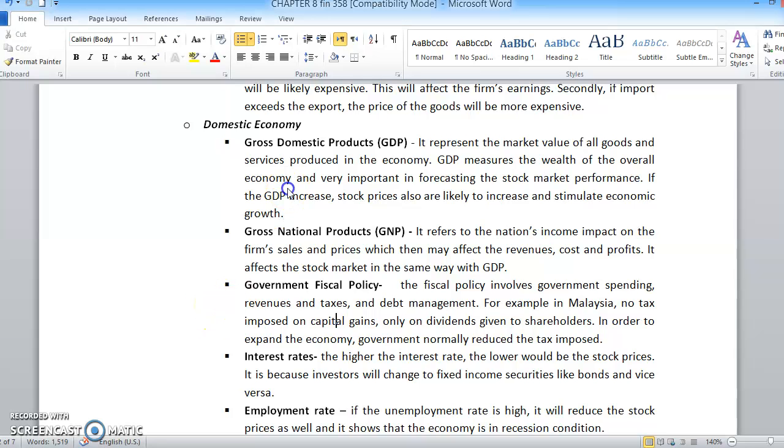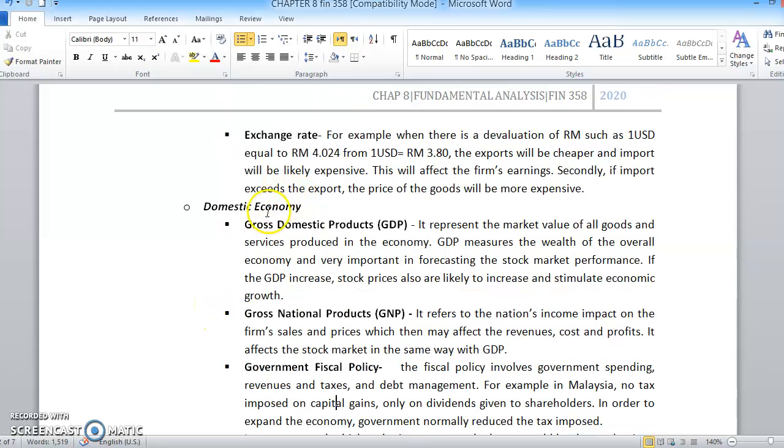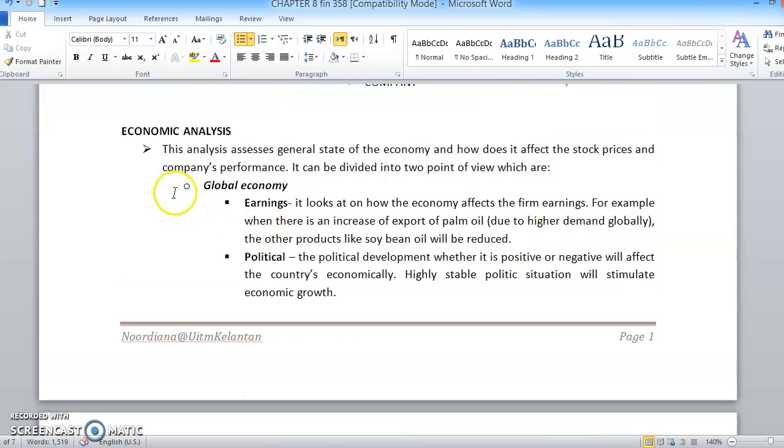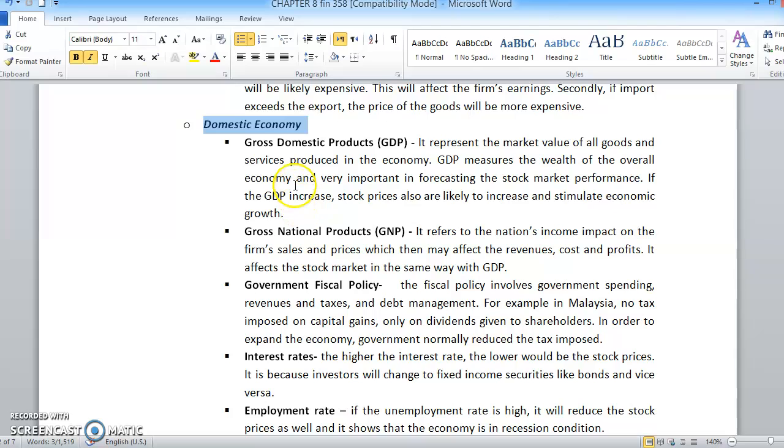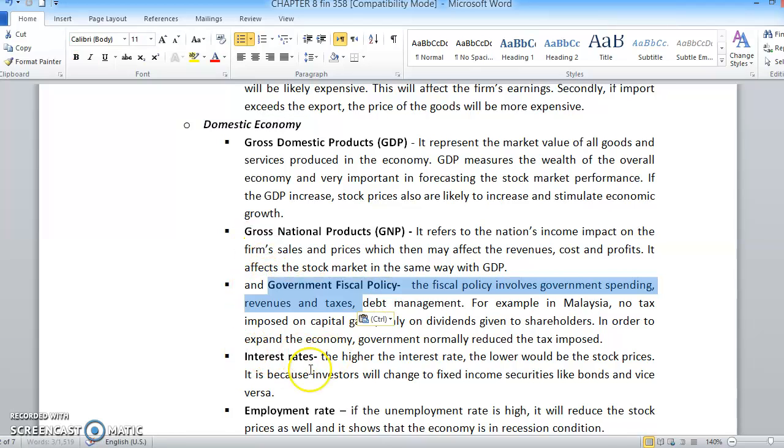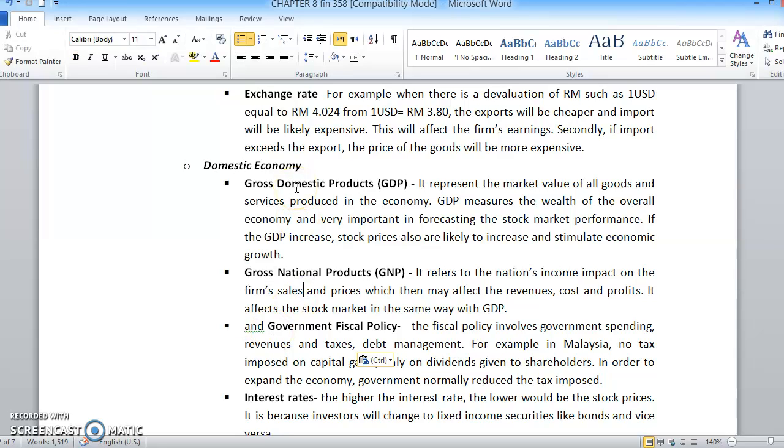Hi, continuing to our Chapter 8 Fundamental Analysis on the Economic Analysis, right? After the first part, which is the global economy, the second part is the domestic economy. So gross domestic product, we have gross national product (GNP), government fiscal policy, interest rate, employment rate, right? So let's take a look one by one.